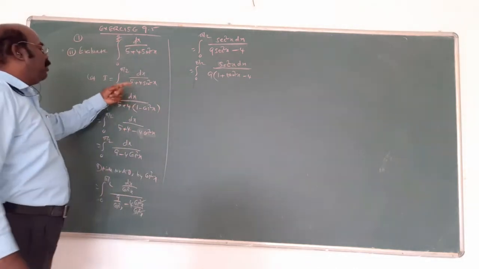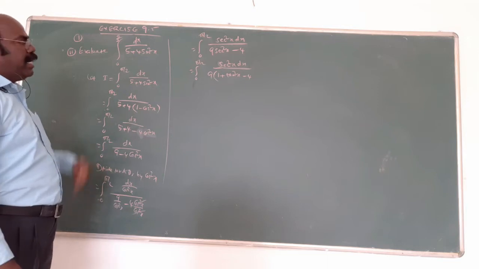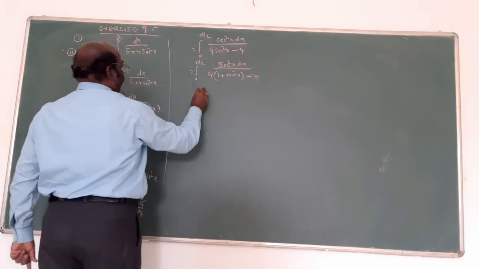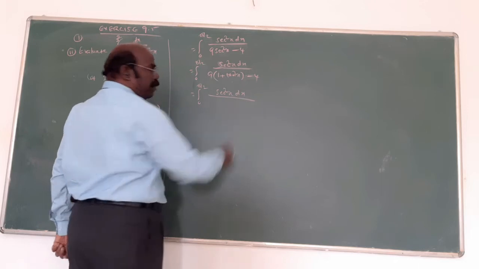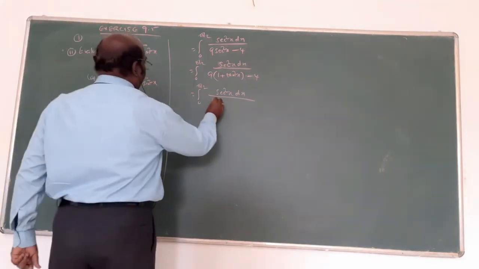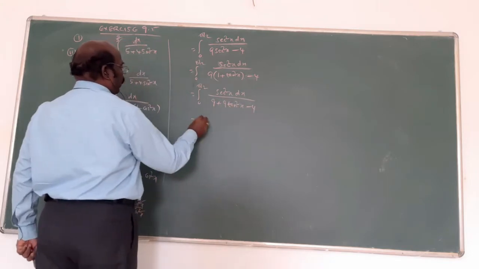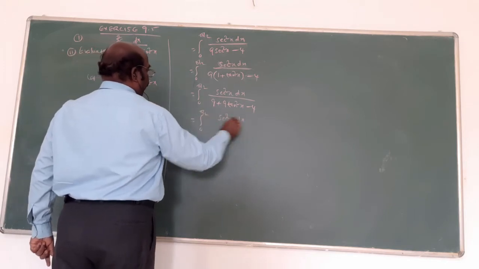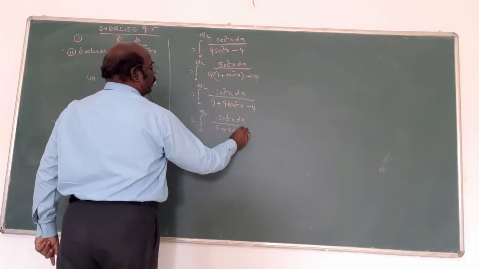The sine square is converted to cos square, after that secant square is coming, again secant square is converted to tan square. Now 0 to pi by 2, secant square x dx divided by 9 plus 9 tan square x minus 4. Okay? 0 to pi by 2, secant square x dx. Now what do you get? 5 plus 9 tan square x.